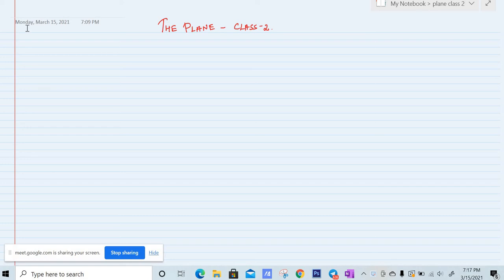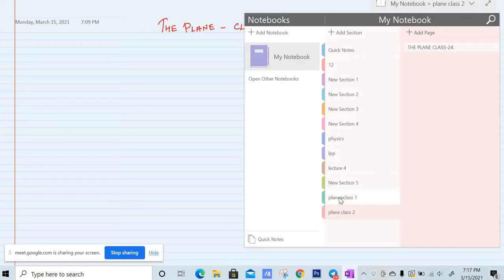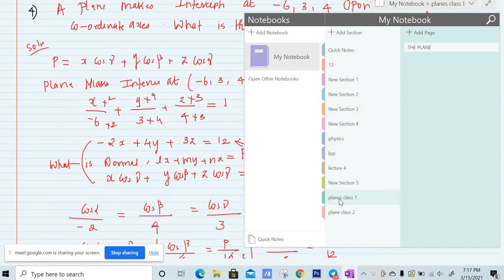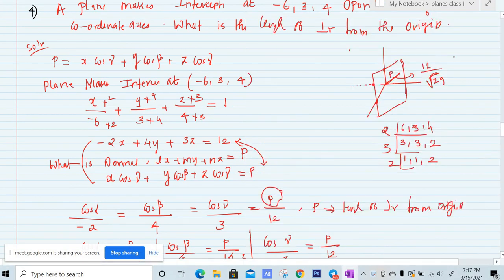So yes, welcome to this class 2. So we will recall the class 1, right? In the previous class we have seen an introduction to planes, and then we have solved many problems based on some basic formulas using planes. So we will recall all that.